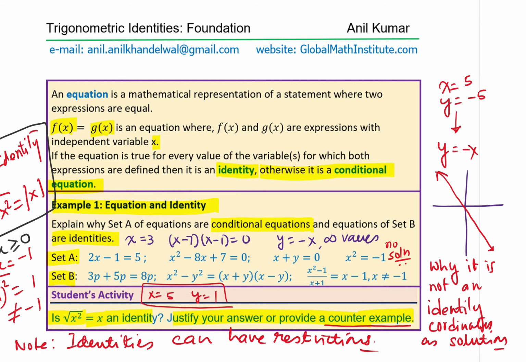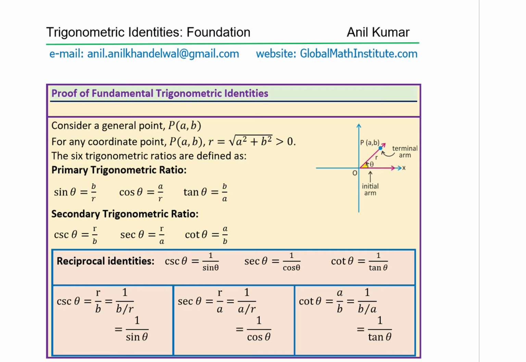Now let's get back to trigonometry. Trigonometric equations will definitely involve trigonometric expressions. So let's look into that part. So we'll now see how do we prove trigonometric identities. Well, we began with a very simple thing, which is what are primary trigonometric ratios. Sine theta is b over r.